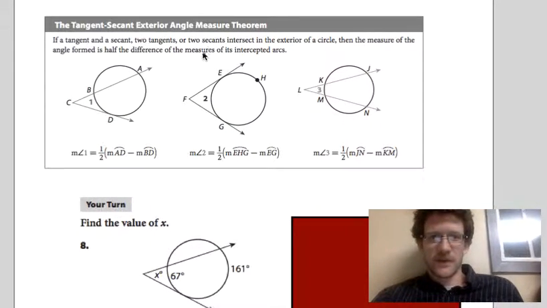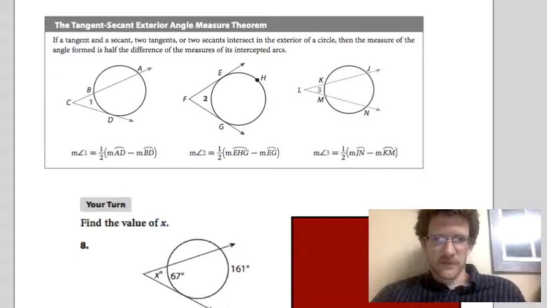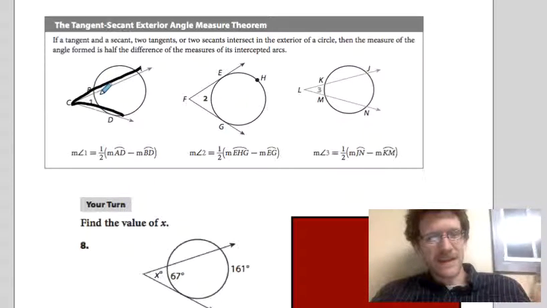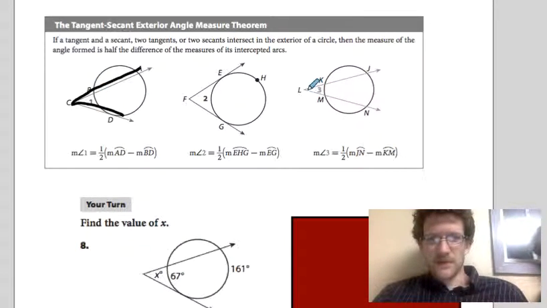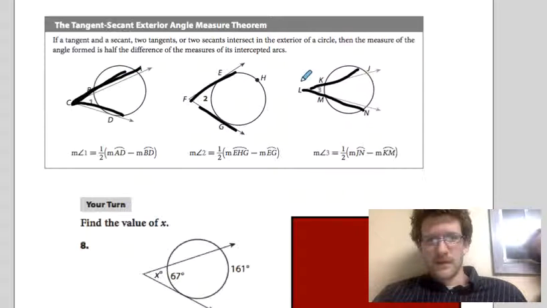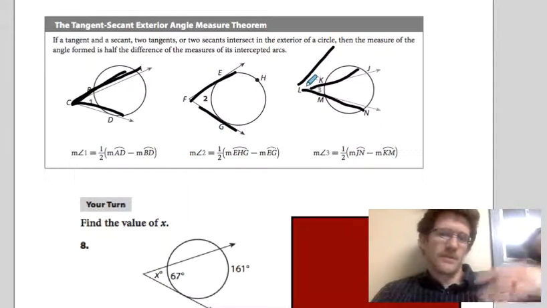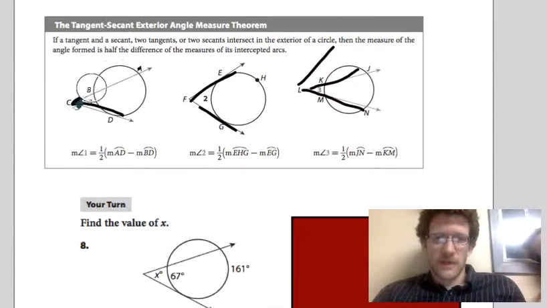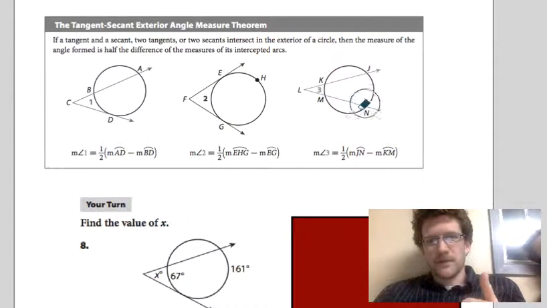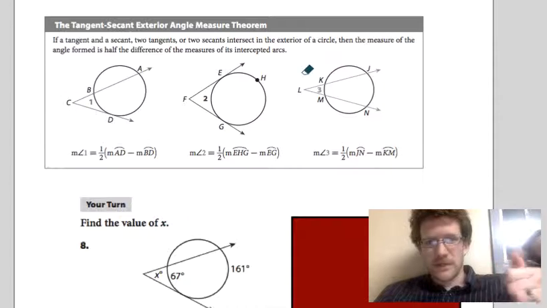Tangent secant exterior angle measure theorem. Looks complicated, confusing. Just ignore the fact that it has a bunch of words and realize that if we have an angle outside the circle, it's going to be one of three things. Either those rays are both going to be secants, or both tangents, or one of each. They're not just going to be some random things. Otherwise, we can't do any math with them.